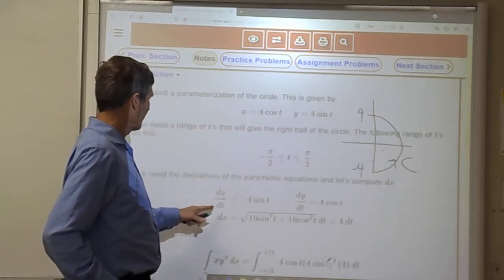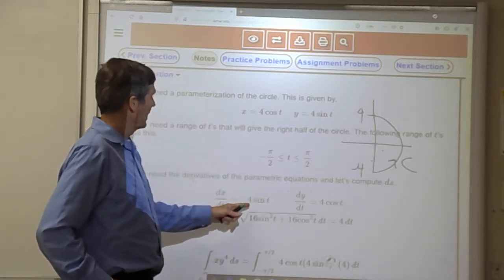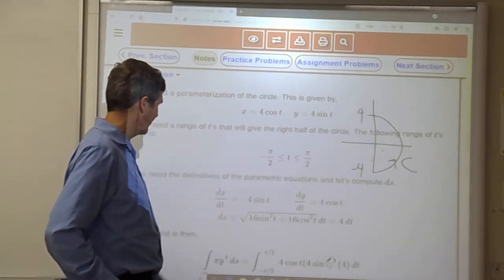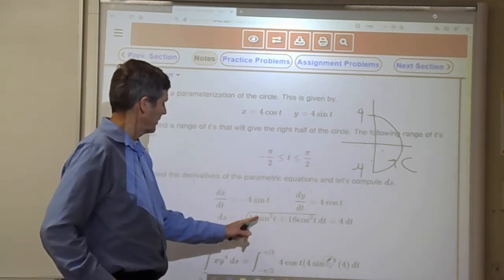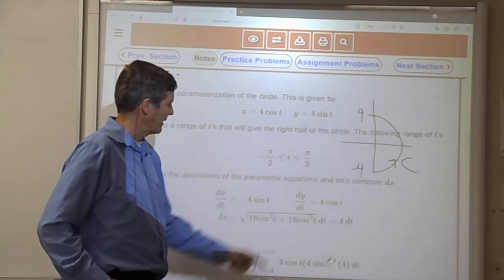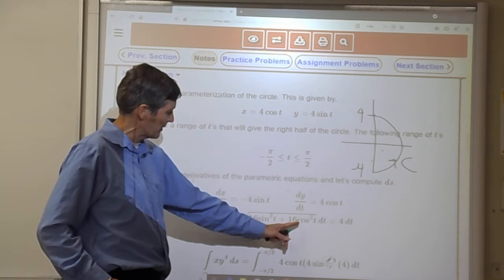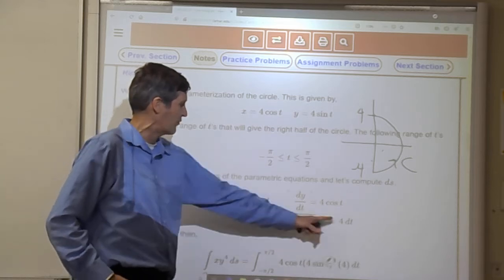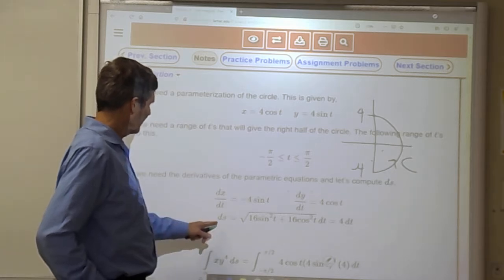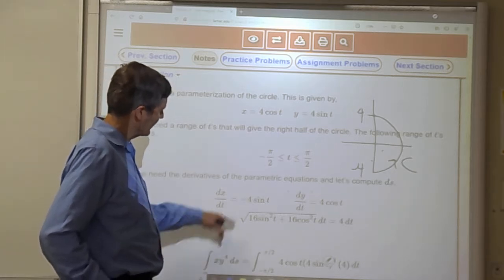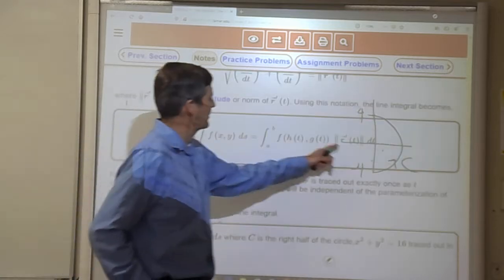And so we compute dx dt and dy dt. Those derivatives are minus 4 sine t and 4 cosine t. And then the length of r prime is the square root of dx dt squared plus dy dt squared, which is the square root of 16 times sine squared plus cosine squared. Well, sine squared plus cosine squared is 1, so the square root of 16 is 4, dt. It's written here that ds is the length of r prime of t dt, back in the presentation up here, so the ds is this part here.